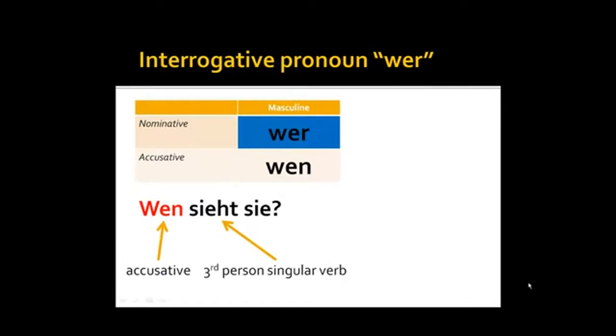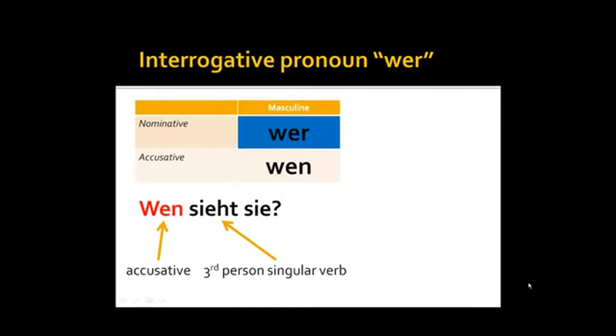What's important to realize is that the form of this interrogative pronoun, the accusative form, indicates that it actually receives the action of the verb. Whom does she see?